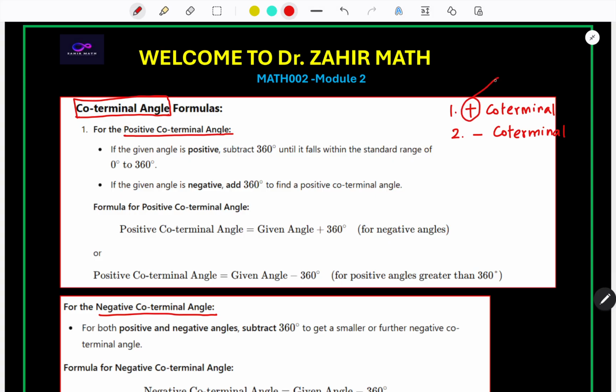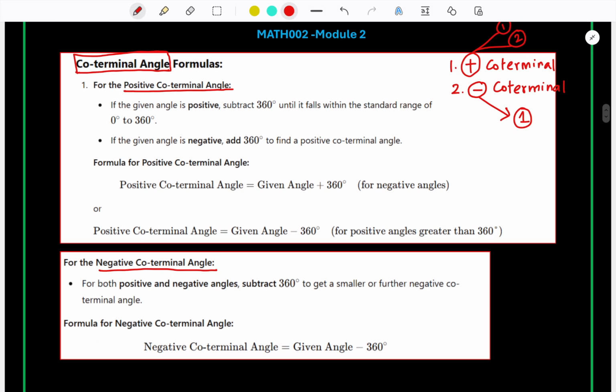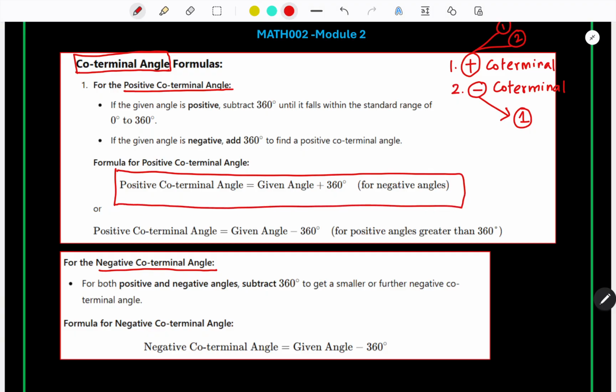For positive, there are two formulas. How many formulas? There are two rules, rule number 1 and rule number 2. For negative co-terminal, you have only one rule. So let me read the rule. Just listen. Positive co-terminal angle is equal to given angle plus 360.